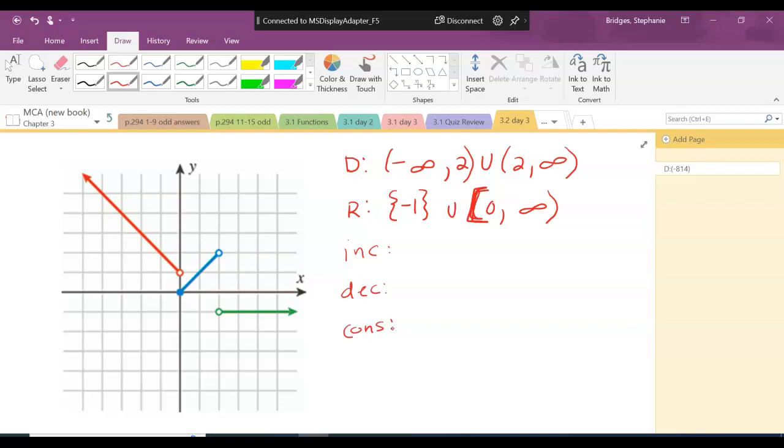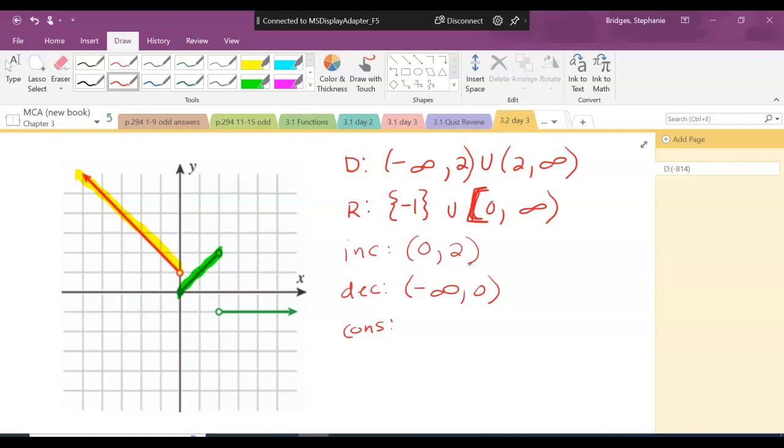What is the red doing? Increasing, decreasing, or constant? Decreasing. So what would the decreasing interval be? Negative infinity to 0. There you go. Okay. What is the blue part doing? Increasing. What's that interval? With increasing, decreasing, and constant, it's always parenthesis because you can't be increasing at one particular spot. That's where you stop.